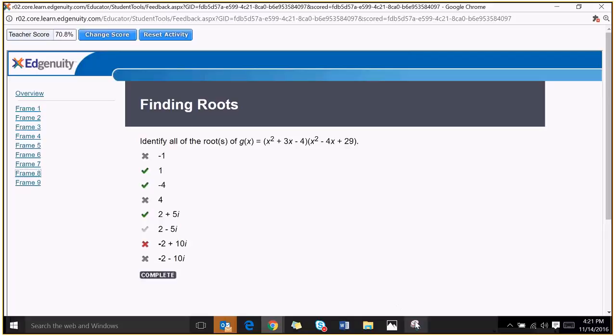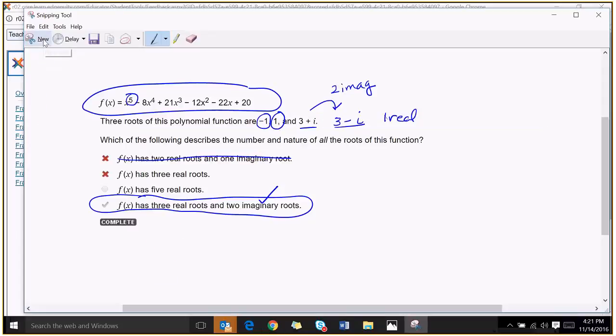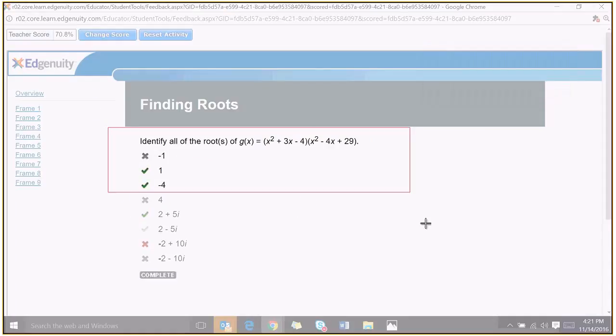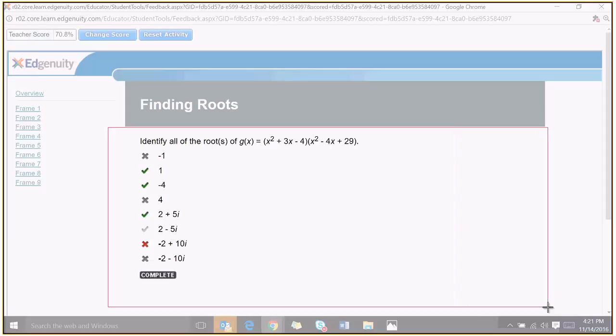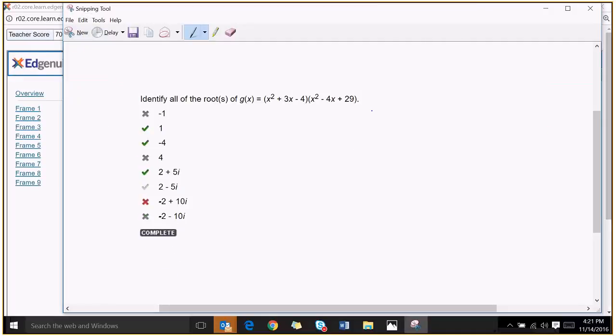All right, so on the next one here, it's saying to identify all the roots of this equation. So what it means to identify all the roots is that you need to go ahead and factor each one of these, and set each factor equal to 0. So what does x squared plus 3x minus 4, what does that factor to?